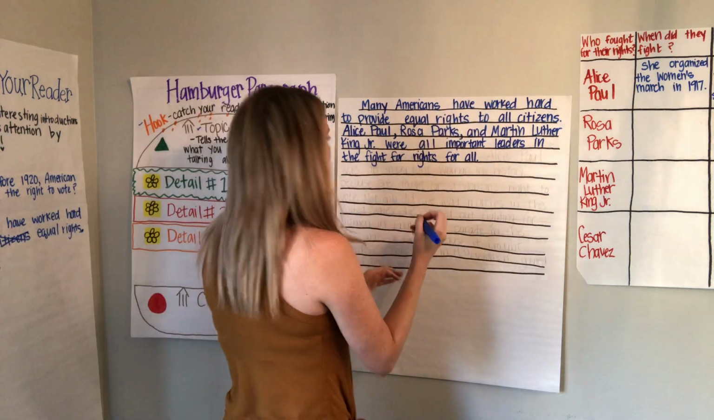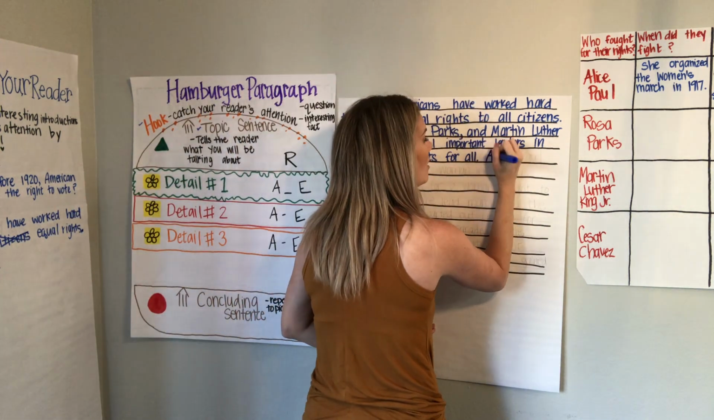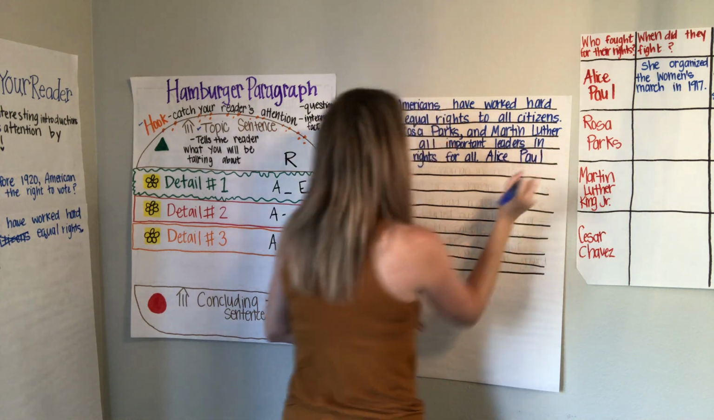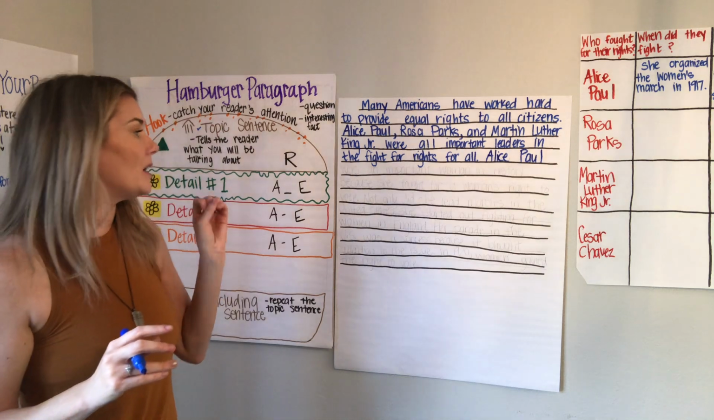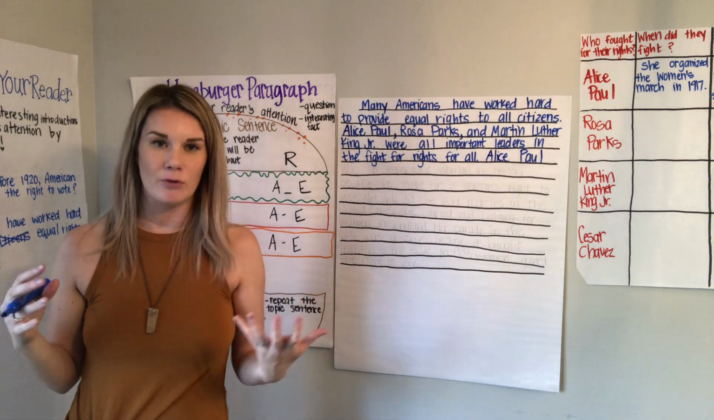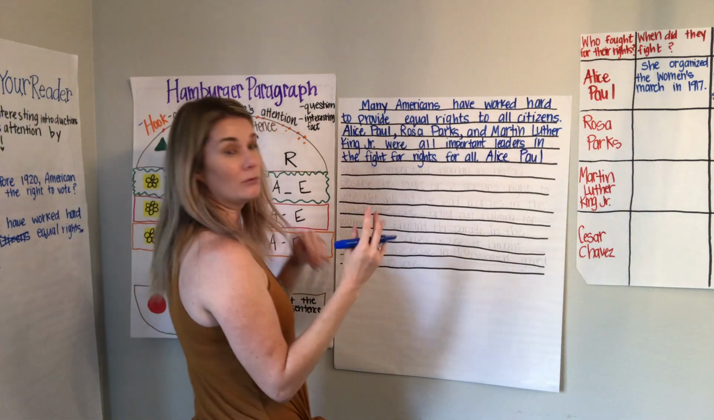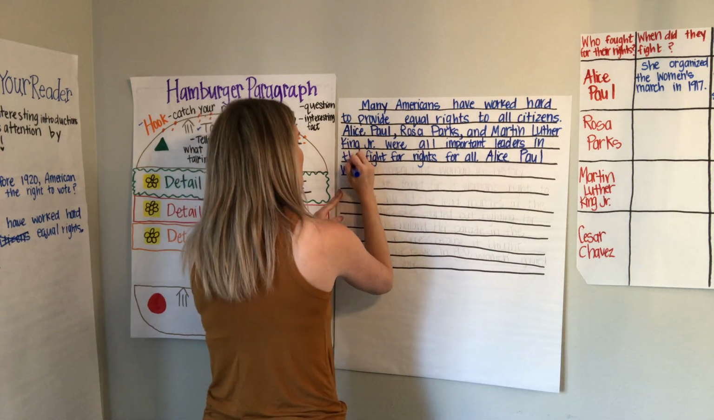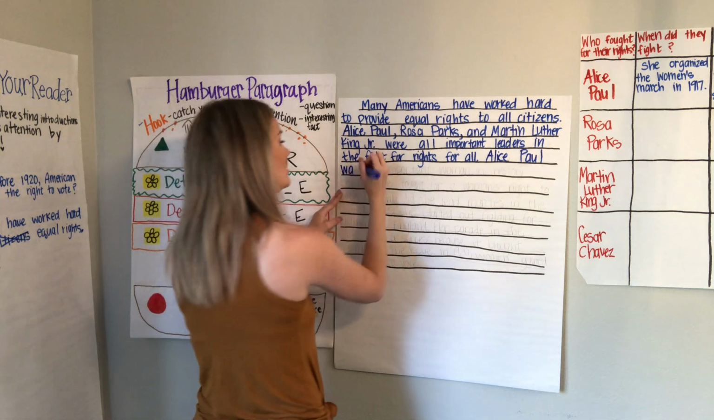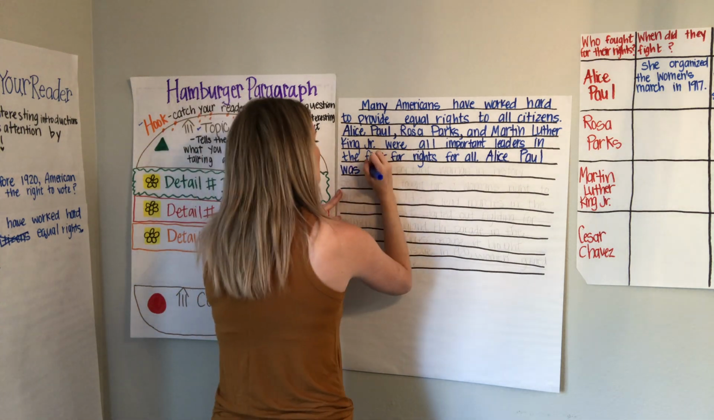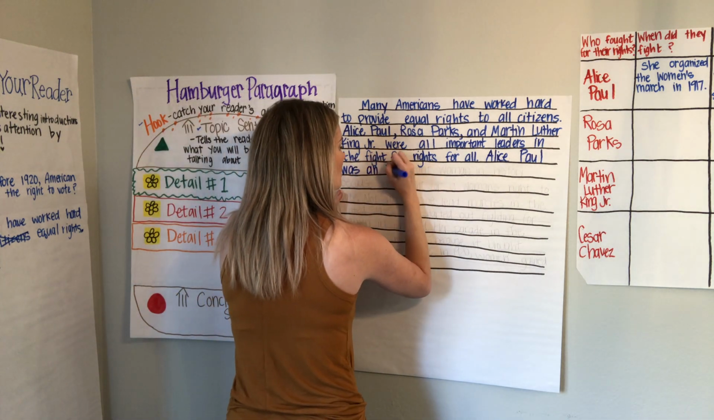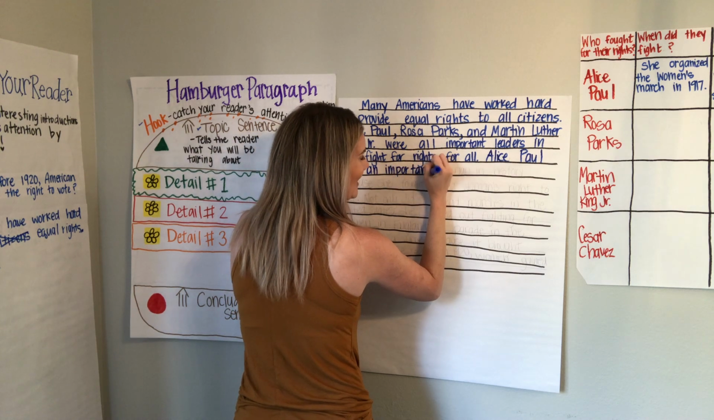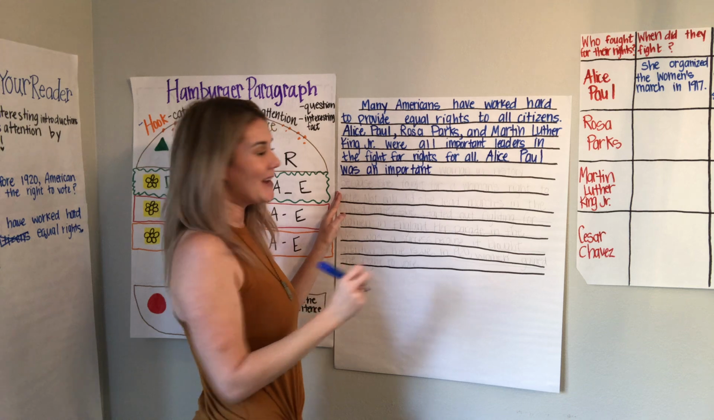Let's get started. So I'm going to start with my person, Alice Paul. And I'm just going to introduce that she was an important woman in history because she fought for women's right to vote. So Alice Paul was an important woman in history because she fought for the women's right to vote. And did I make this all up from my head? No, I got this all from the text.